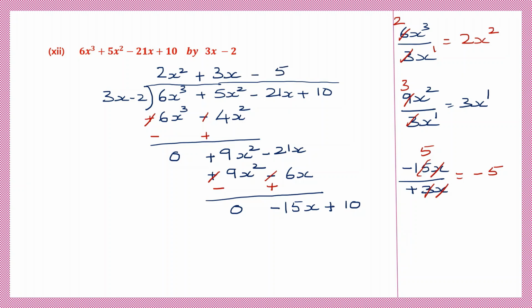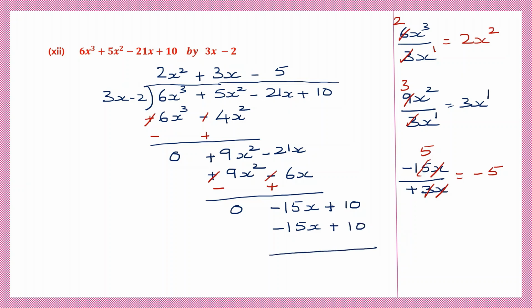Now we need to multiply minus 5 into 3x. So the sign is minus. 5 3s are 15 and we have x. Now we need to multiply minus 5 into minus 2. So minus into minus is plus. 5 2s are 10. So we have done with this also.